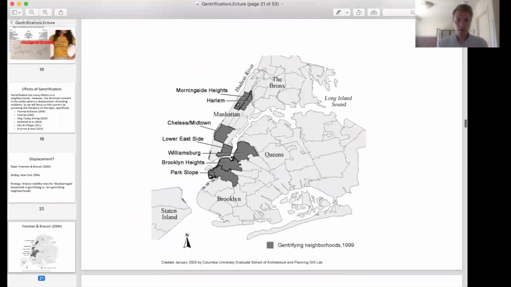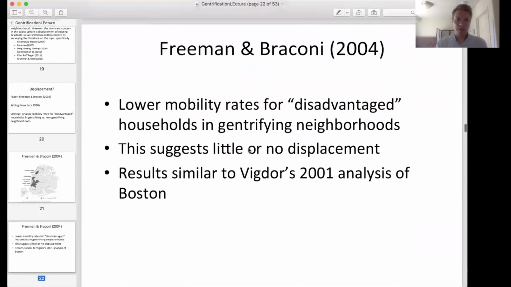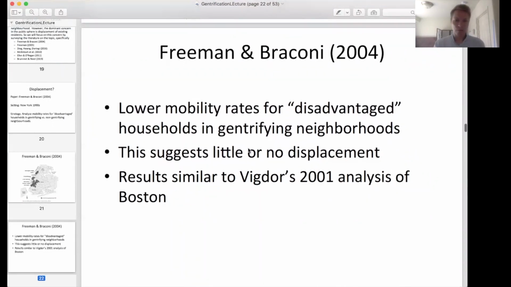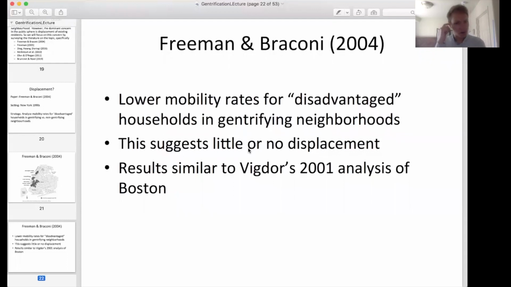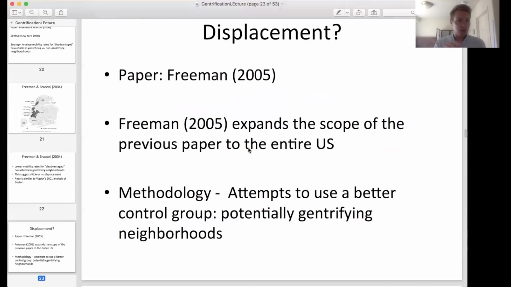So here are their gentrifying neighborhoods. And they do not find any evidence that the mobility rates are higher for these low-income households in the gentrifying neighborhoods. In fact, they find the reverse. And this is similar to what Vigdor found in Boston. So that was New York City.